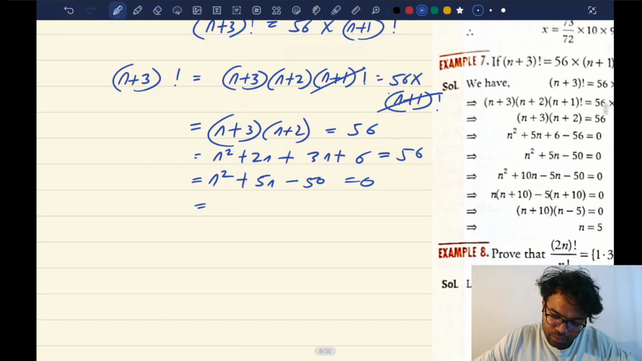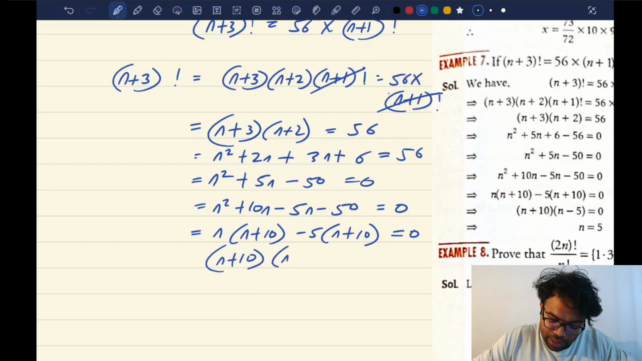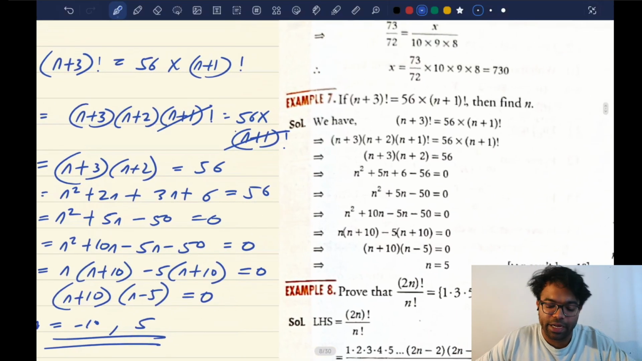Plus 10 minus. Very good. n square plus 10n minus 5n minus 50 is equal to 0. n into n plus 10 minus 5 into n plus 10 is equal to 0, n plus 10, n minus 5 is equal to 0, n is equal to minus 10 comma 5. Clear? n will be 5. Exactly, n will be 5 because n cannot be negative.